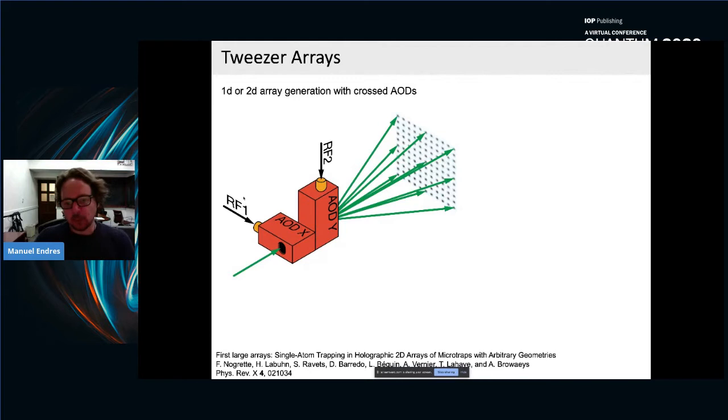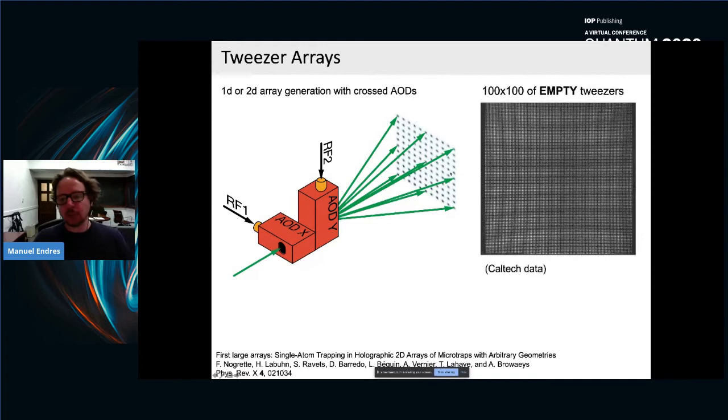And now if you cross two acousto-optical deflectors, you get diffraction in two directions, and you can create these two-dimensional arrays. So here's a picture of the optical light. There's an empty tweezer array generated with acousto-optical deflectors, and this is 100 by 100 sites, so 10,000 sites. So you see this is actually quite nice and scalable in principle to these large sizes. The tricky part is to actually fill it. So here's an example of that.